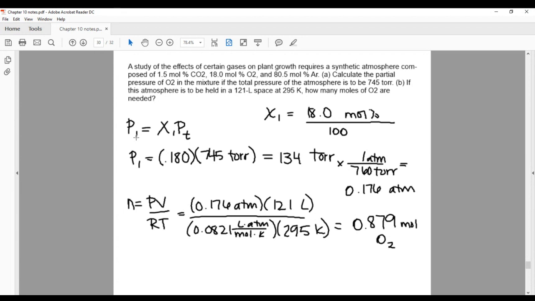Okay? Don't be dismayed by the mole percent there. When you see mole percent, don't freak out and think, oh gosh, I don't know what to do with this mole percent. Yes, you do. That's your mole fraction. And you know how to convert that to a decimal so that you can multiply it by your total pressure to get your partial pressure. Okay? And then use that to solve for your number of moles.